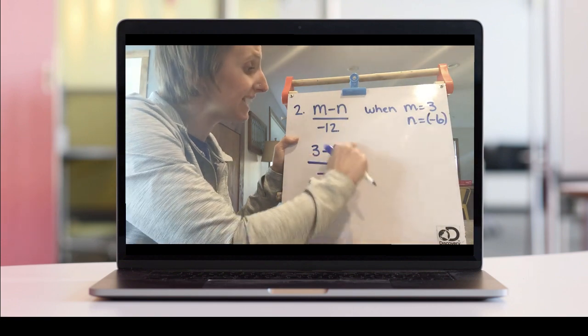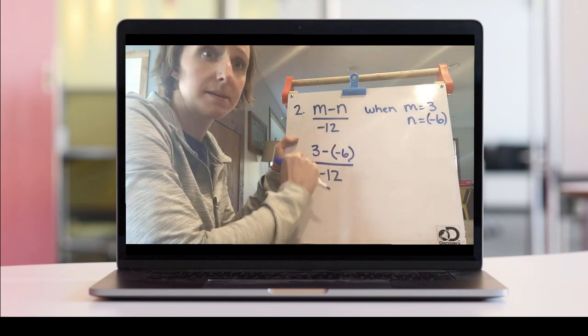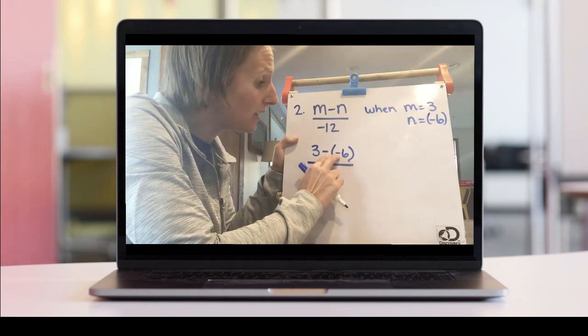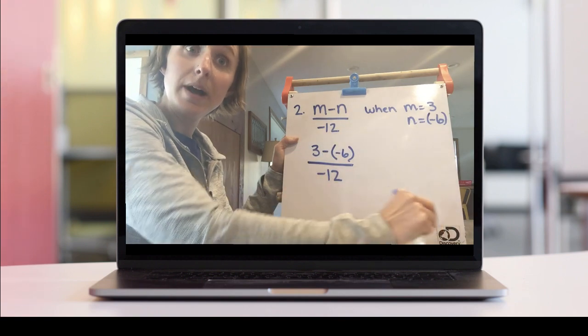Now, since I have more than one thing going on the top here in my numerator, this fraction bar is a grouping symbol. So I need to take care of what's inside the grouping symbols first. That would be right here. 3, take away a -6. When you're taking away a negative, that turns into a positive.